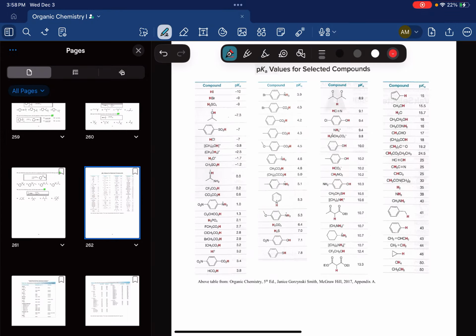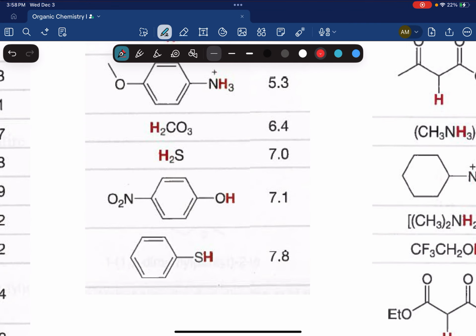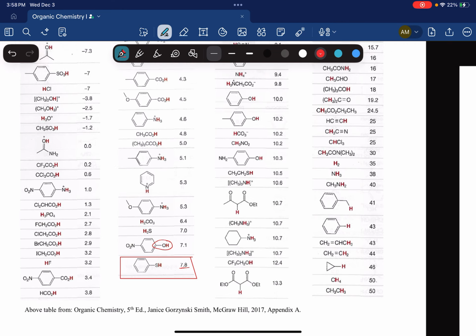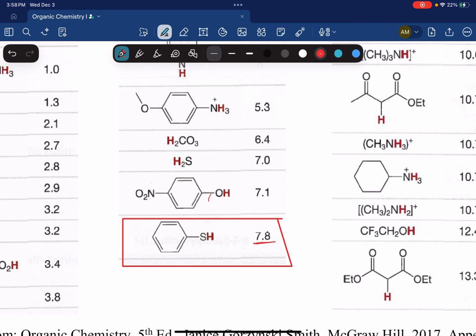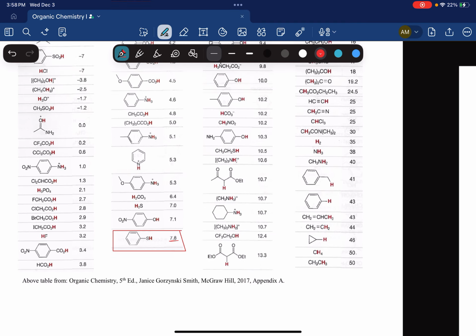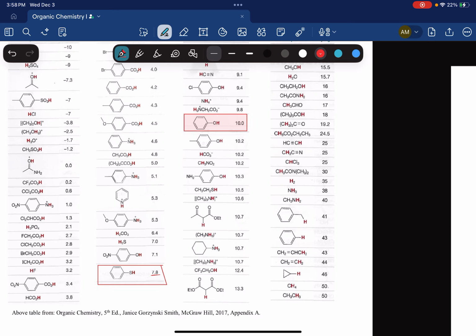Here we are. Oh, SH. That one for sure. pKa 7.8. I don't think this is it just because there's an NO2 on the other side. Let's see if we can find one that's just OH. We can. So now we know so far out of our groups, our SH is winning.